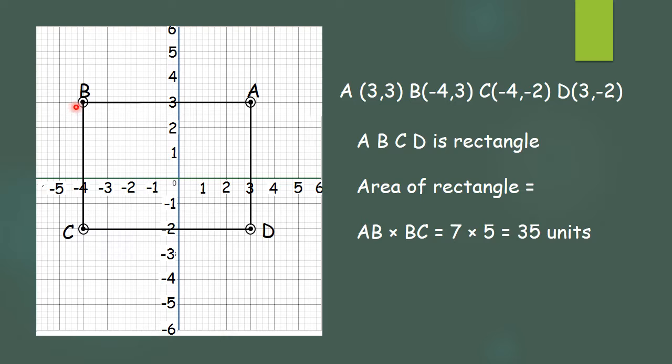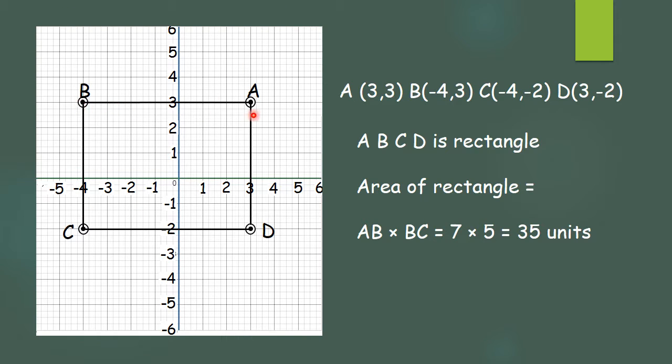And we will calculate BC. The distance above is 3 and this distance is 2. So that is 3 plus 2, that is 5. So BC is 5. So that is AB into BC, that is 7 into 5, that is 35 square units. That is the area. This is one method.